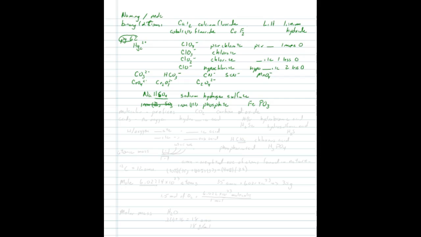Molecular compounds use prefixes. They are in your book. I'll give you the page number, or you can look them up. Prefixes: mono, di, tri, tetra. You just don't start with mono, like CO2 is carbon dioxide, not monocarbon dioxide.